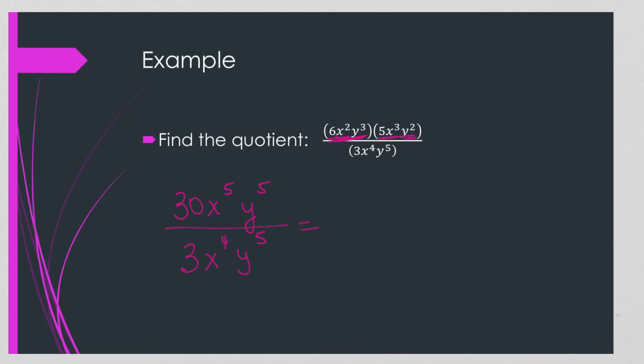All right, so let's simplify. 3 goes into 30 10 times. So the 10 stays in the numerator. We have more x's in the numerator than we do in the denominator, so they're going to stay there as well. And that'll be x to the 1st power, which is just x. And then y to the 5th divided by y to the 5th is 1. So times 1 won't change anything. You're left with just 10x here.